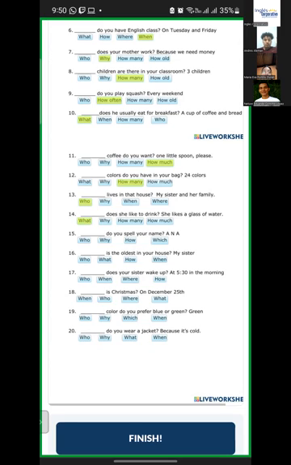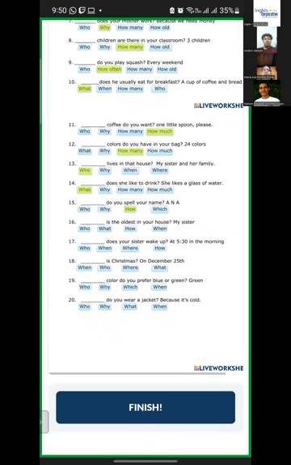El 15 dice, do you spell your name? Que deletree su nombre. Sería el how, usándolo como, cómo deletreas tu nombre, ¿no? ¿Cómo deletreas? How do you spell your name? How do you spell your name?